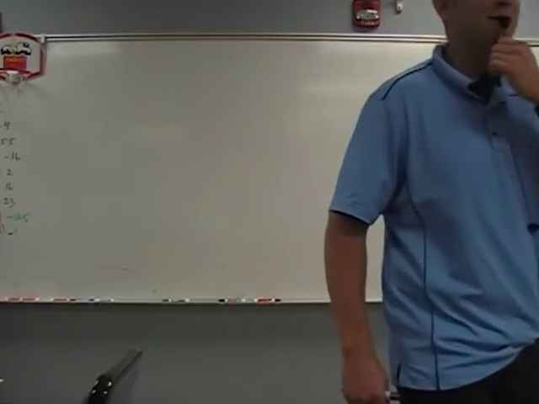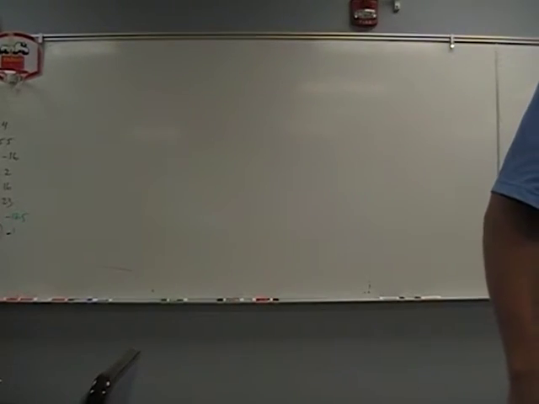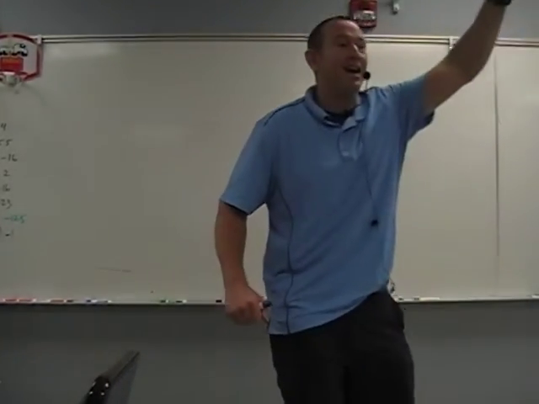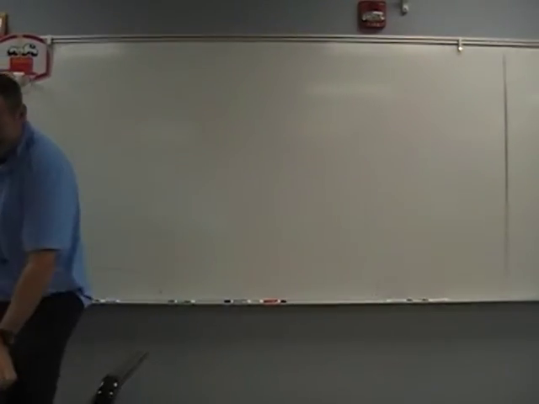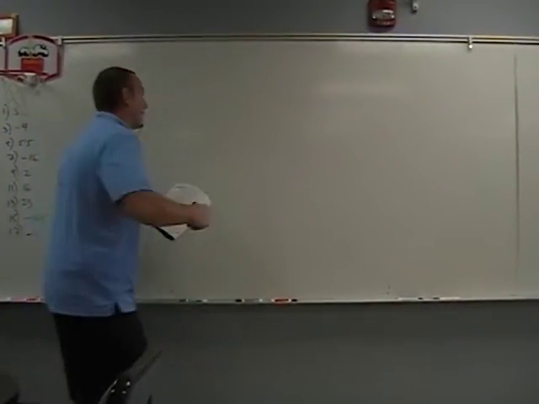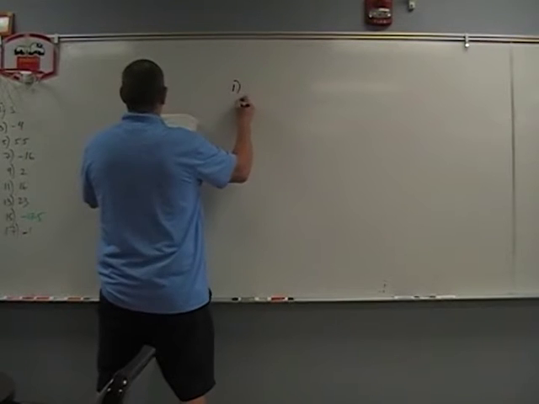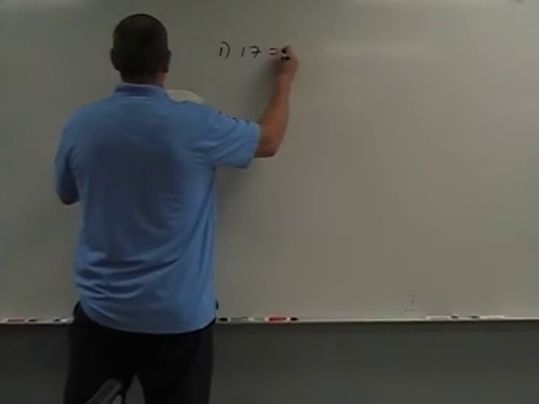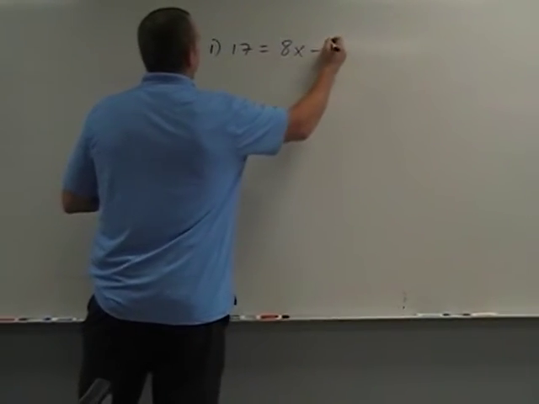We're going to learn some two-step equations today. Who's excited? Yay! All right. Here we go. So I want you guys to write this on your paper right here. Number one, write this down. We got 17 equals 8x minus 7.